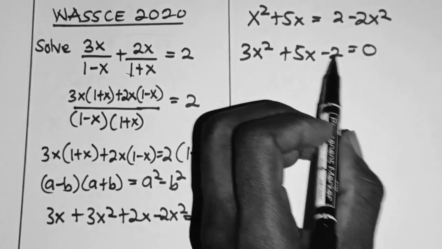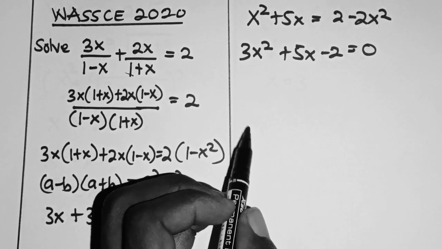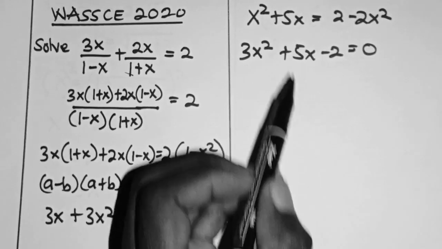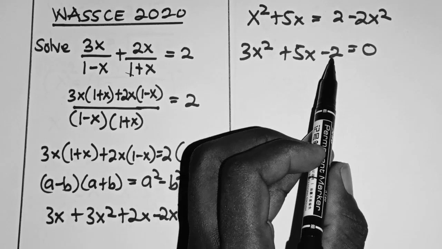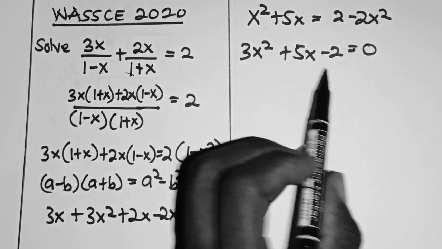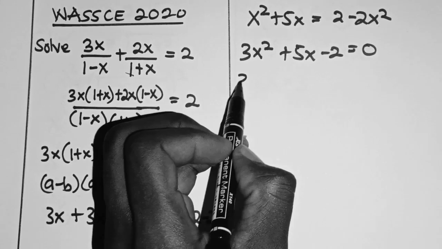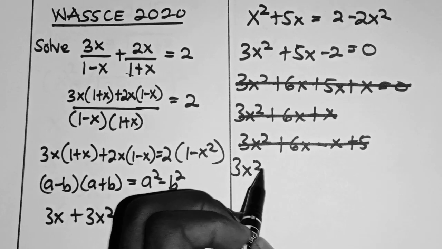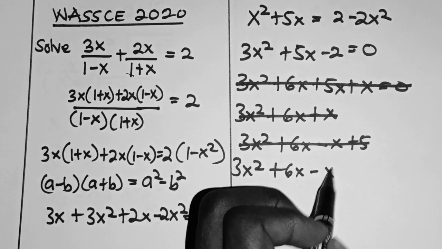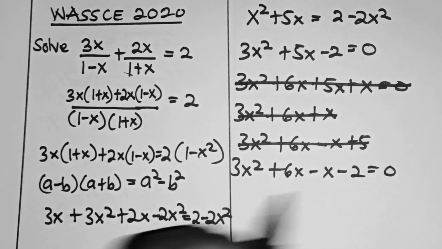So you see that 3 times minus 2 is minus 6. So two numbers that if we multiply, we'll get minus 6, but if we add, we'll get plus 5. You see that 6 times minus 1 is minus 6, but 6 minus 1 is 5. Therefore, here becomes 3x squared plus 6x minus x minus 2 equals 0.